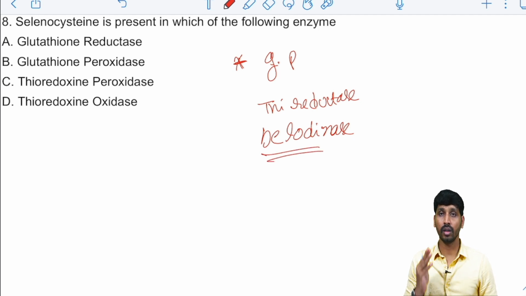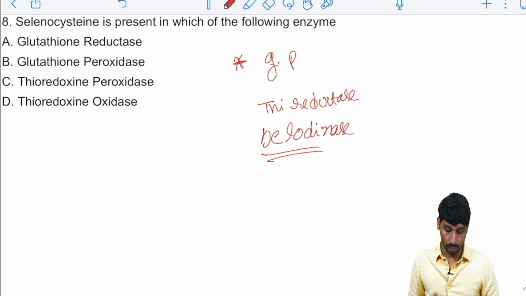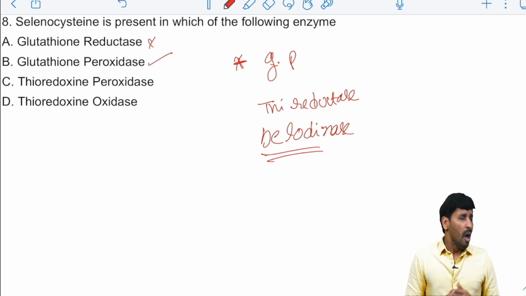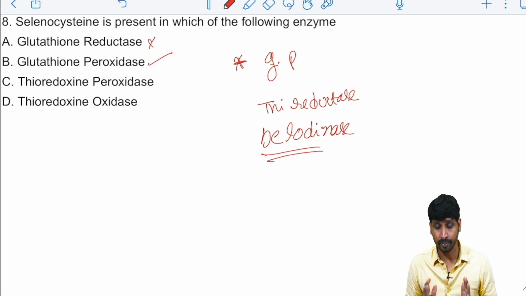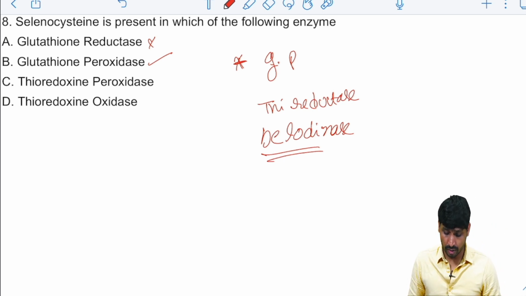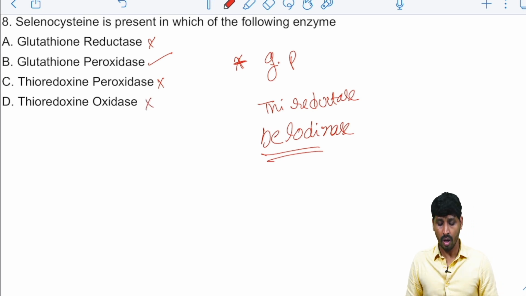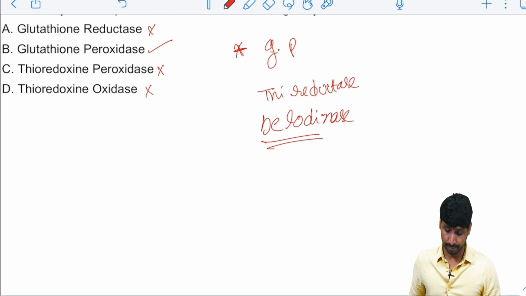So these are the three enzymes which totally depend on selenocysteine. Out of these options, what can you say? Glutathione reductase, there is no option. Glutathione peroxidase, yes. Thyroxine peroxidase, ruled out. Thyroxine oxidase also ruled out. So glutathione peroxidase contains selenocysteine. So option B is correct.